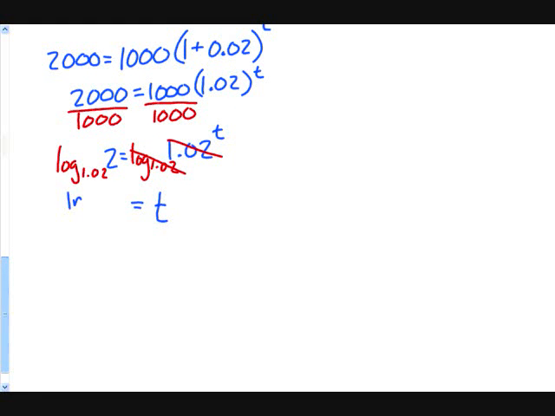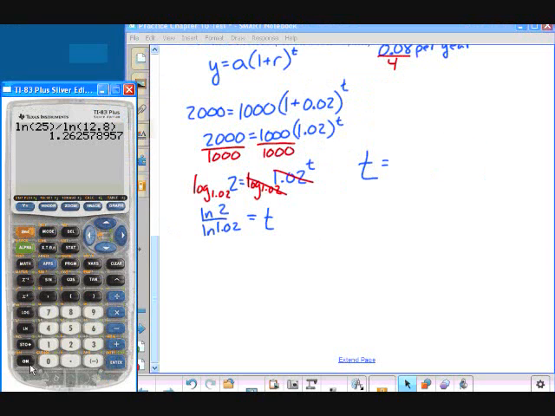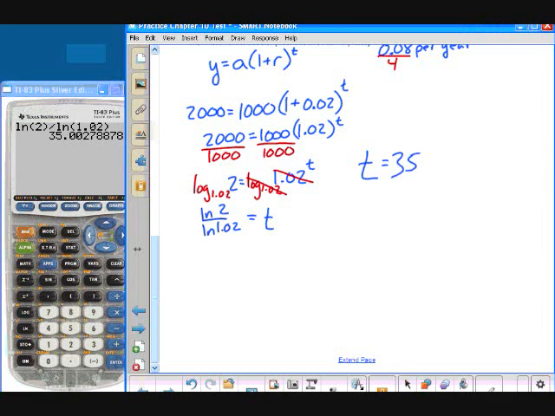Over here, I just have to use my change of base formula: natural log of 2 over the natural log of 1.02. And when I do that, I'm going to find out that t equals, let's take it to my calculator here again. Half of these problems is just being able to make sure we can plug it into the calculator correctly. Natural log of 2 divided by, again, make sure you close off those parentheses, natural log of 1.02. So it looks like 35.002788878.